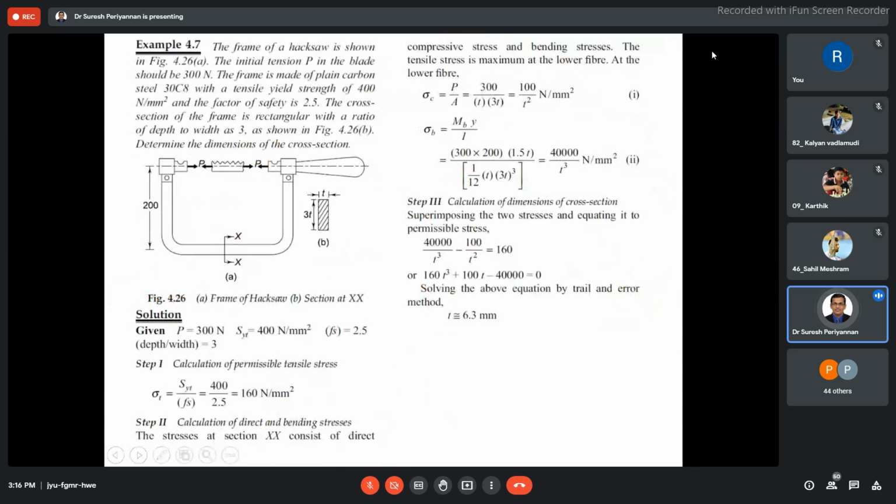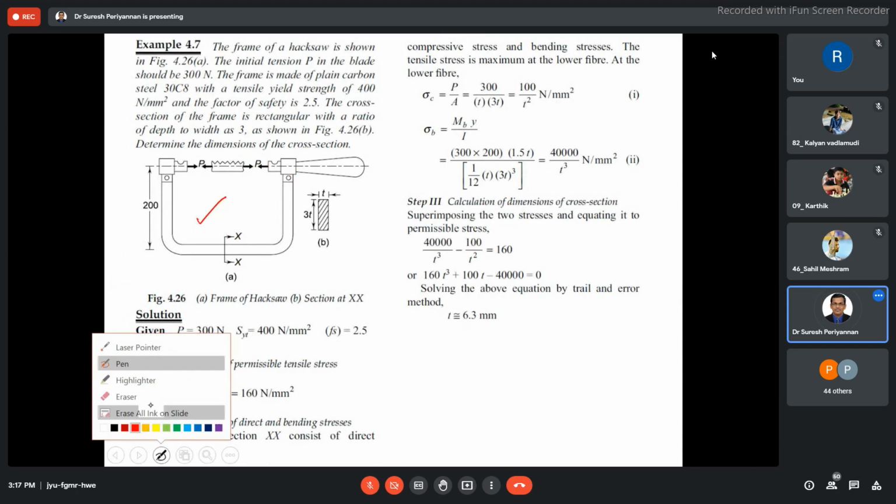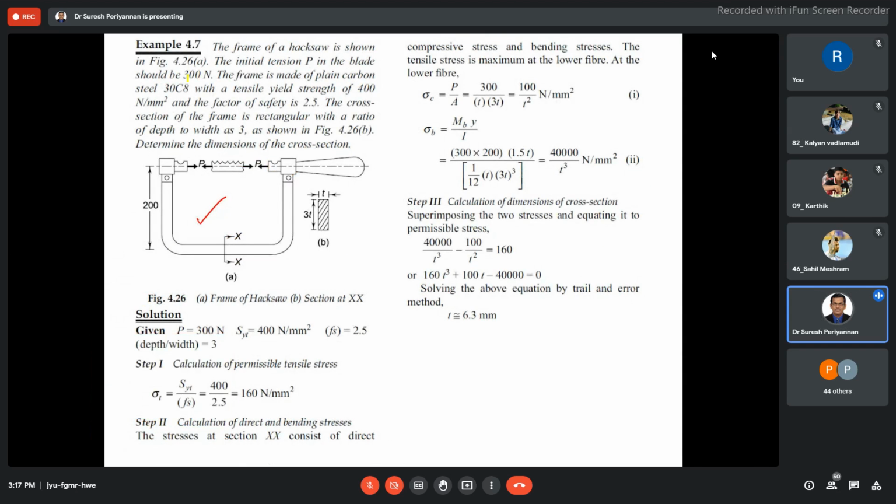Now I come to the second problem. Simple problem only. Whatever we discussed earlier, the basic concept, even whatever you studied in your strength of materials, is very important for solving this problem. The frame of a clamp is shown in the figure, and the initial tension P in the blade should be 300 Newton, and the frame is made of plain carbon steel 30C8.